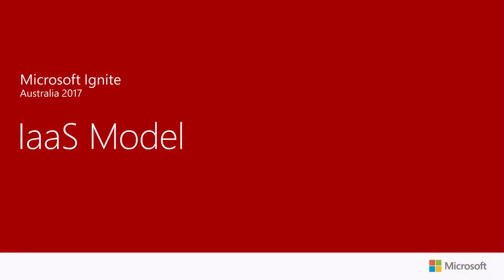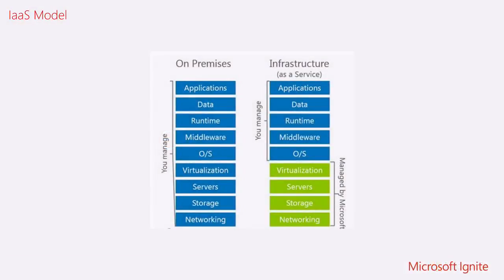Now, the first option for an organization to migrate to the cloud and get all the benefits of the cloud is the infrastructure as a service model. With this model, if we compare it to the on-premises one, you get benefits. This is the on-premises stack. I'm sure that you have seen this picture before.